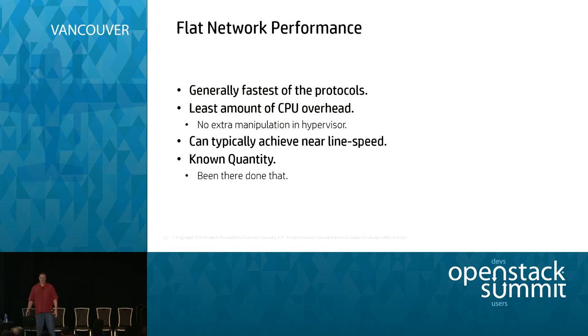Now, the upside. I don't beat up on old flat networks too bad. Generally, very, very fast. Typically, least amount of CPU overhead, steals less from your hypervisors, right? Doesn't do any extra manipulation. When we're shipping packets in the hypervisor, we're not doing a whole lot other than shipping packets. It typically can achieve near line speed. If you have a 10G link and you want to get 10G out of it, you can get 10G out of it right there. So that's a big deal.